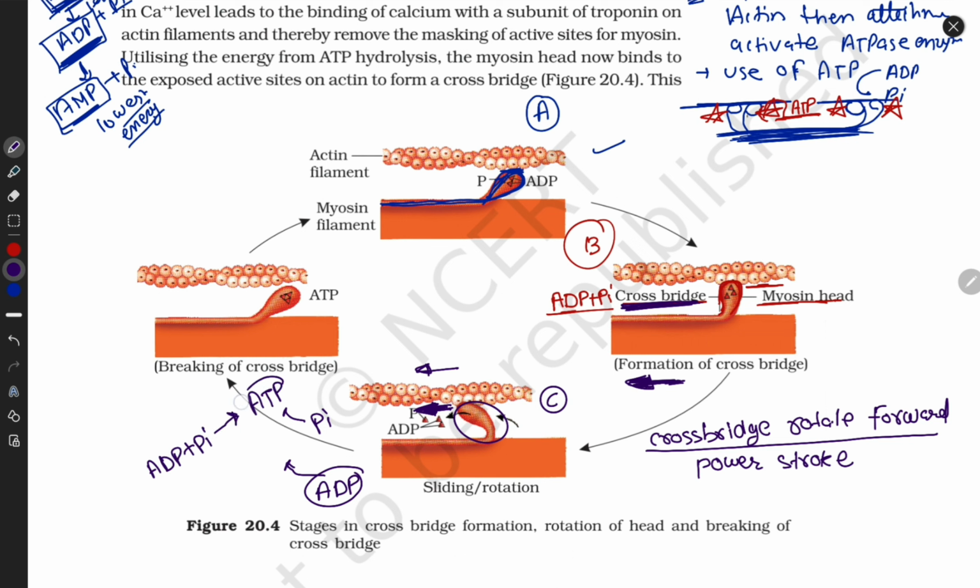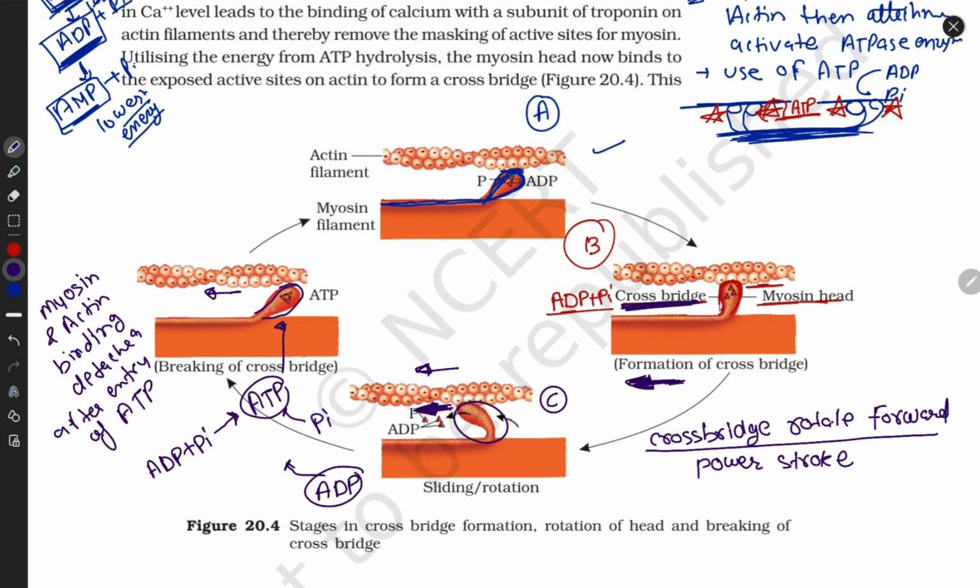Now when ATP comes, the myosin and actin binding is detached. After entry of ATP, now this actin moves forward. Now this head part is removed and attached to another position, and moves forward. So first position is this, second position is this, now third position is this, and here is the long actin filament, and this is the fourth position.